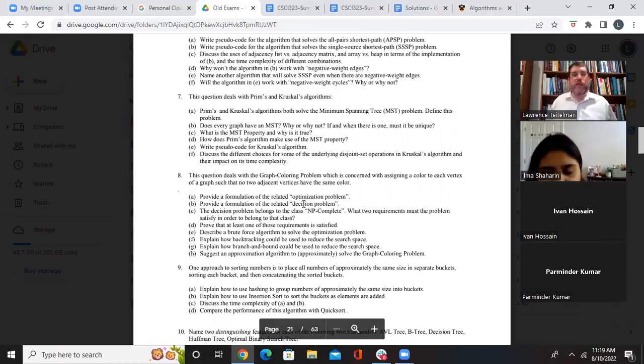So first of all, what is the graph coloring problem? We want to color each vertex so that no two adjacent vertices have the same color. That's the problem. Provide a formulation of the related optimization problem. The optimization problem says what is the minimum number of colors required to color the graph, again, so that no two adjacent vertices have the same color. Anyone know anything about that? It's a famous problem.